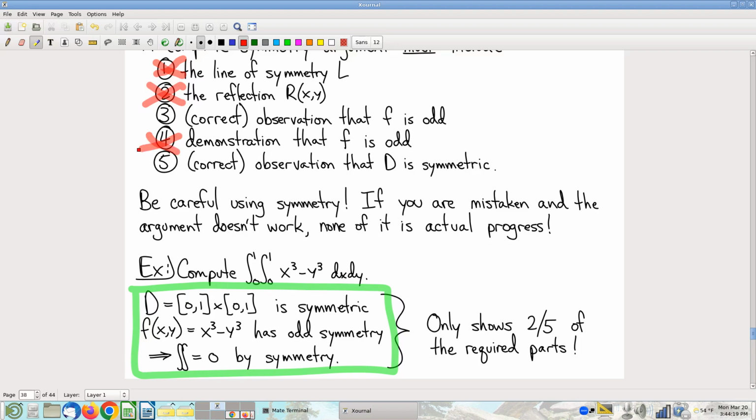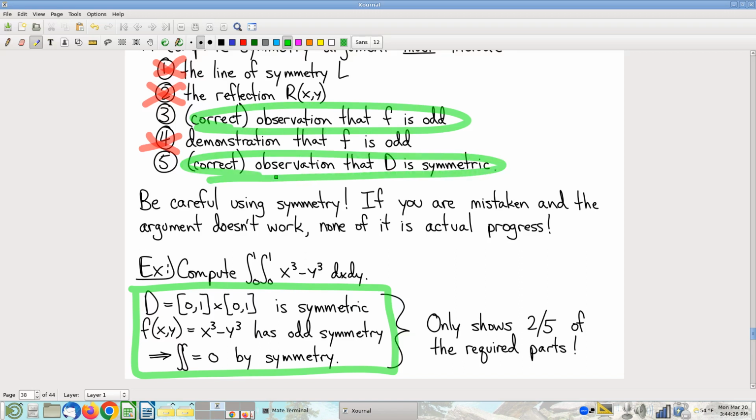Now the student did correctly observe that the function's odd, right? True. The student did correctly observe that the domain is symmetric. The student has done 2/5 of the required argument here. And, no promises on grading, but it's probably roughly proportional there. So, 4 out of 10, something along those lines. So, very important to give me the complete argument. And keep in mind, I've got these handy checkpoints here. These are the 5 that I want to see for it to be a complete argument. Is everybody clear on what I'm looking for there?